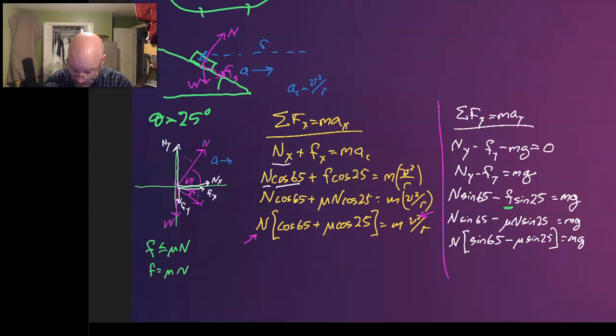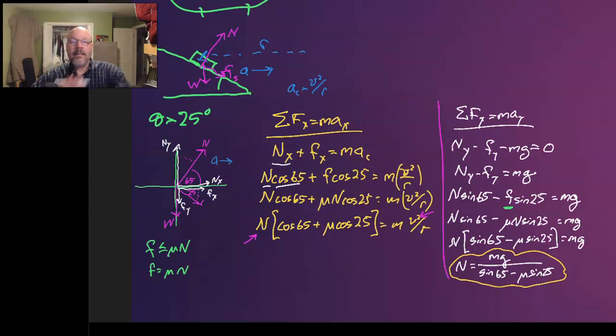Here we go. So then N becomes mg divided by sine 65 minus mu sine 25. So there's my expression for my normal force. Now that's the maximum normal force because we're operating at the maximum value of the friction. If we weren't at our max, then we wouldn't be guaranteed that that's what N is. But we are, so it's all good.